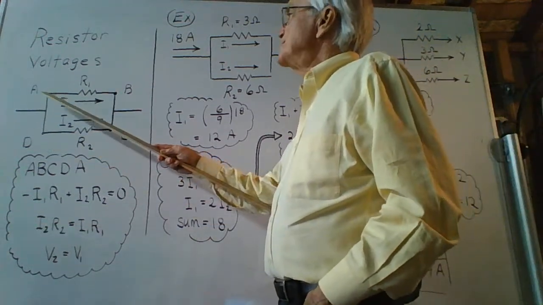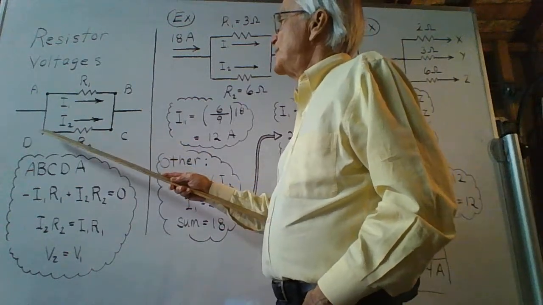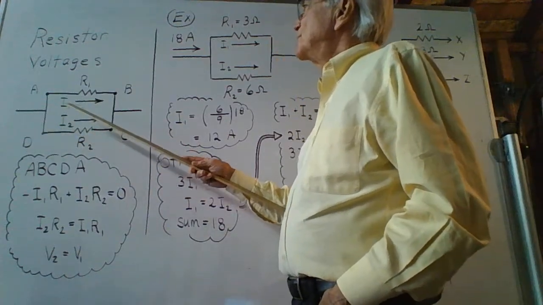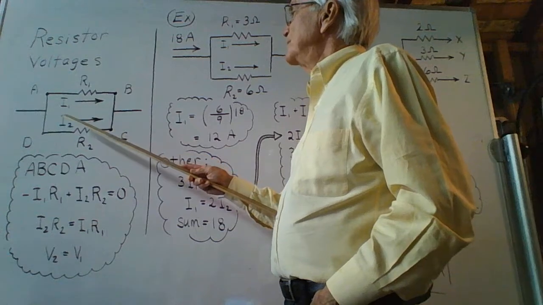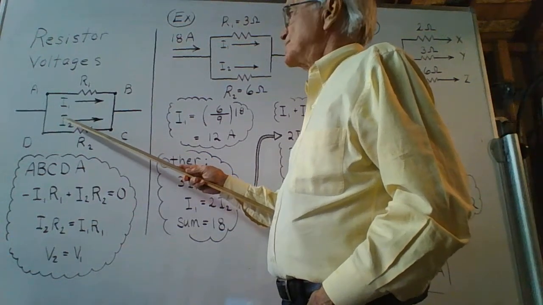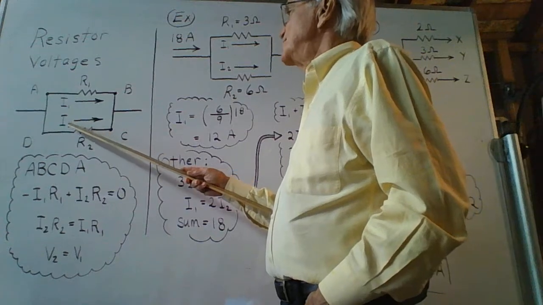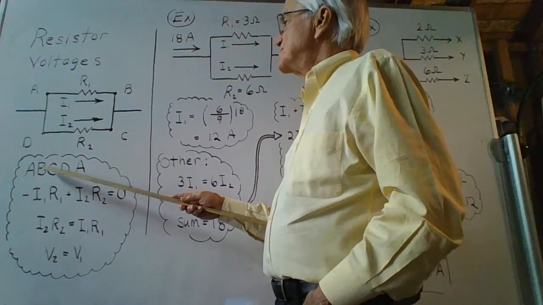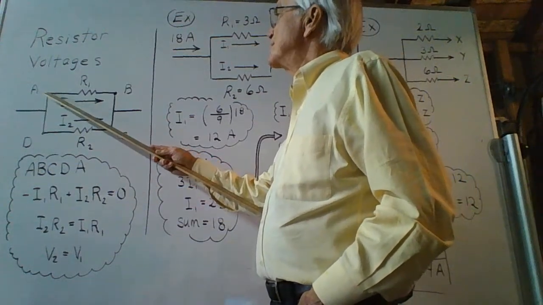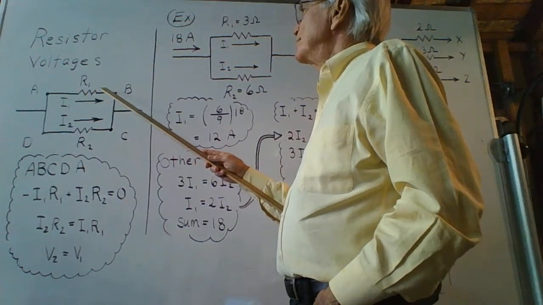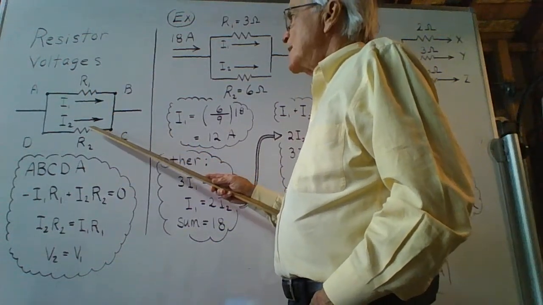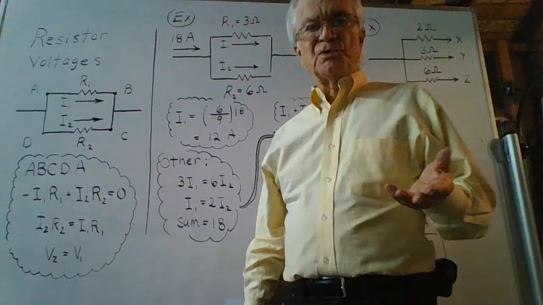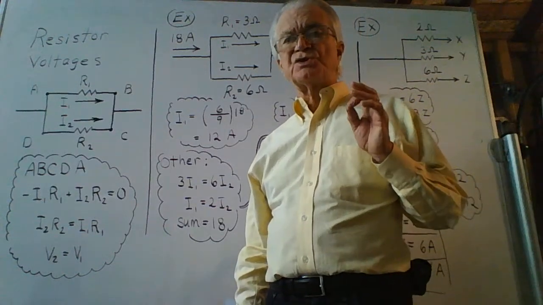I've labeled 4 points around this pair of parallel resistors, A, B, C, and D. I've indicated that the current through R1 is I1, and the current through R2 is in the same direction. We call it I2. Let's go around the loop A, B, C, D, A. Start here, go with the current arrow, come around, go against the current arrow, and arrive back at our starting point. By the loop rule, the sum of the signed voltages encountered is 0.